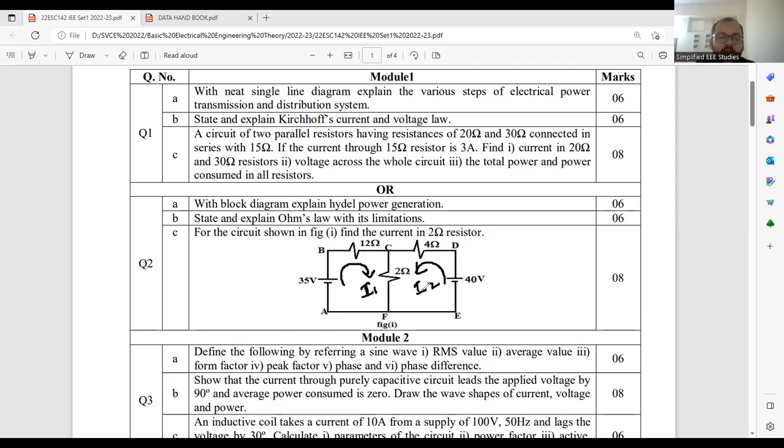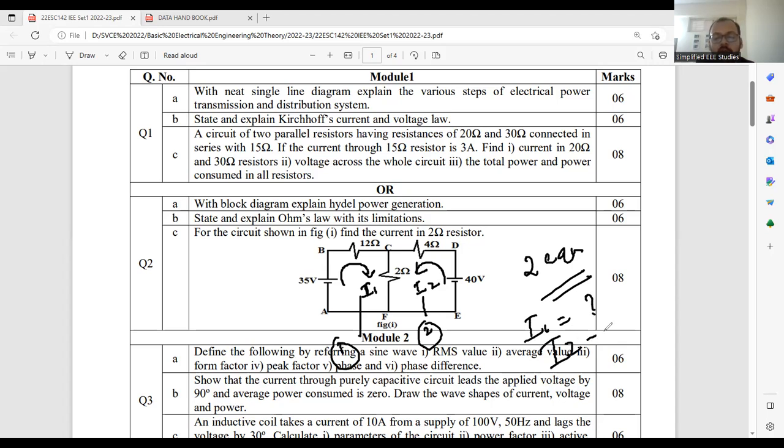Okay, using I1 and I2. So you can see the I1 and I2. So there are 2 loops, loop number 1 and loop number 2. 2 loops mean there are 2 equations. Form 2 equations and try to solve for I1 and I2. I1 and I2 you have to solve.